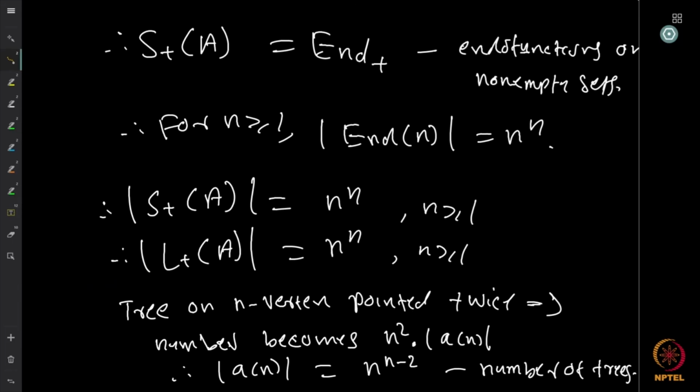But a vertebrate is basically a doubly pointed tree, so a tree on n vertices pointed twice. If it is pointed twice, the number multiplies by n times n, which is n square. So you have n square times the number of trees on an n element set, A of n. Therefore, the cardinality of A of n must be n raised to n divided by n square, which is n raised to n minus 2. So this shows that the number of trees is precisely n raised to n minus 2. This is another way to count the number of labeled trees.